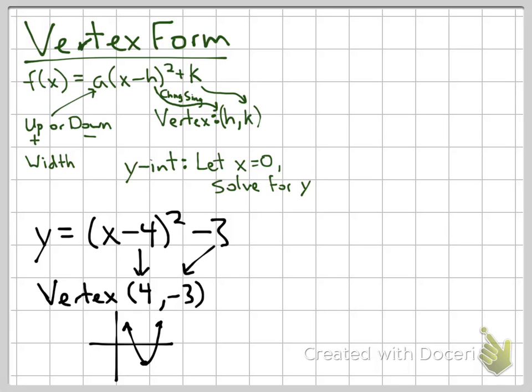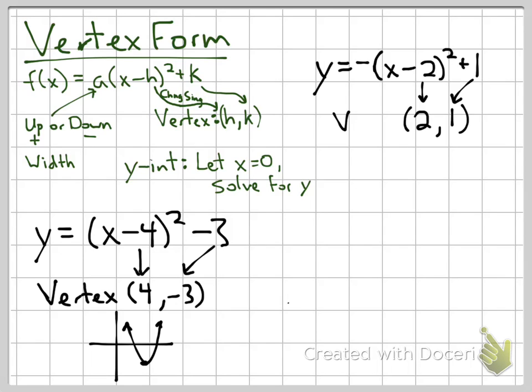If I had y equals negative x minus 2 squared plus 1, I take the negative 2 out and make it positive, bring the 1 down, keep that the same sign. Our vertex is 2, 1. We know since there's a negative here, it's going to be going down. So I went over 2, up 1.